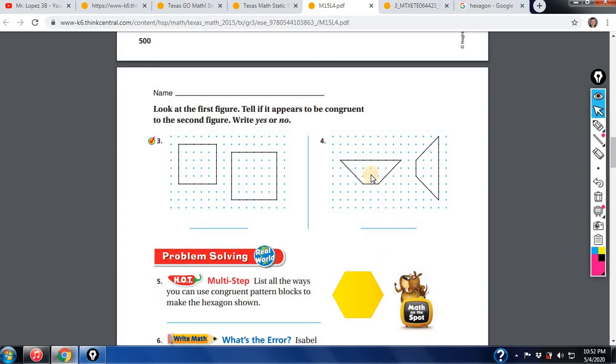The next one, same shape? Yes. Same size? Yes. They are congruent. And I can even count the dots here if I wanted to make sure, but visually, you'll be able to see it. So this one would be yes. These two shapes are congruent.